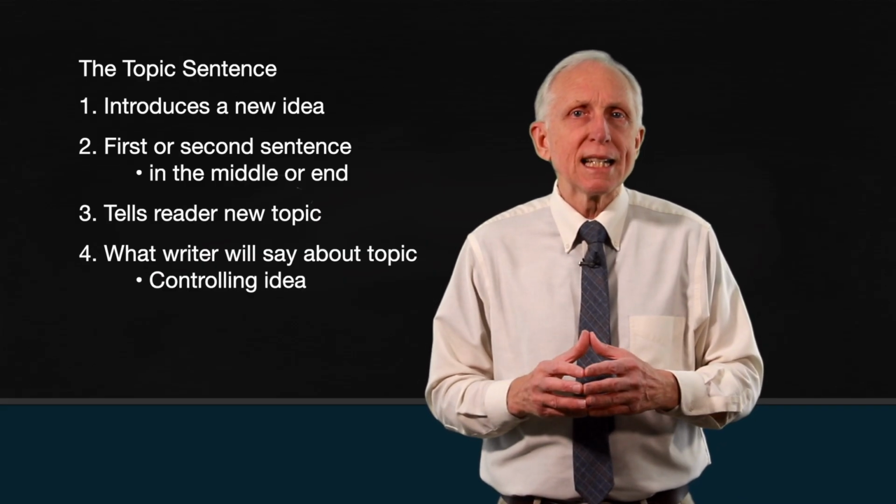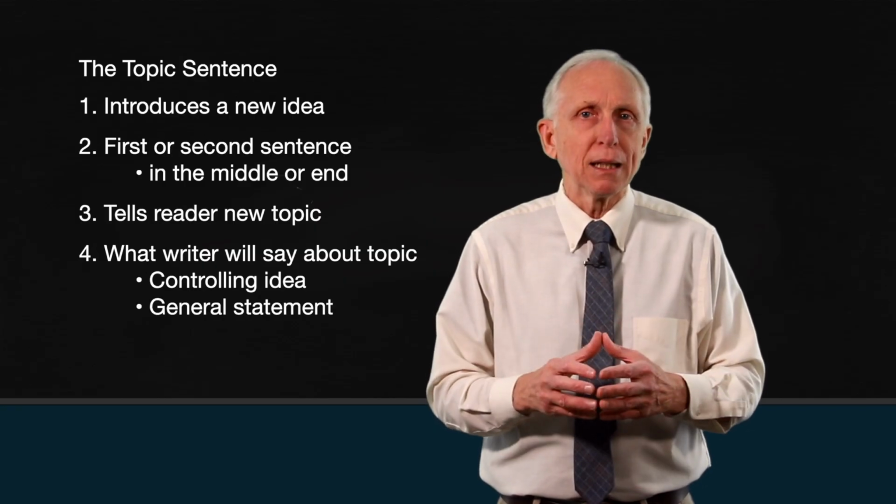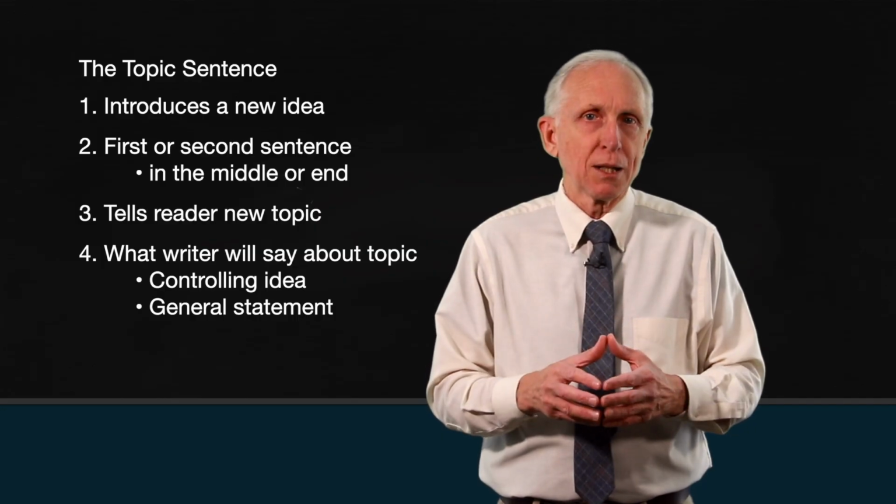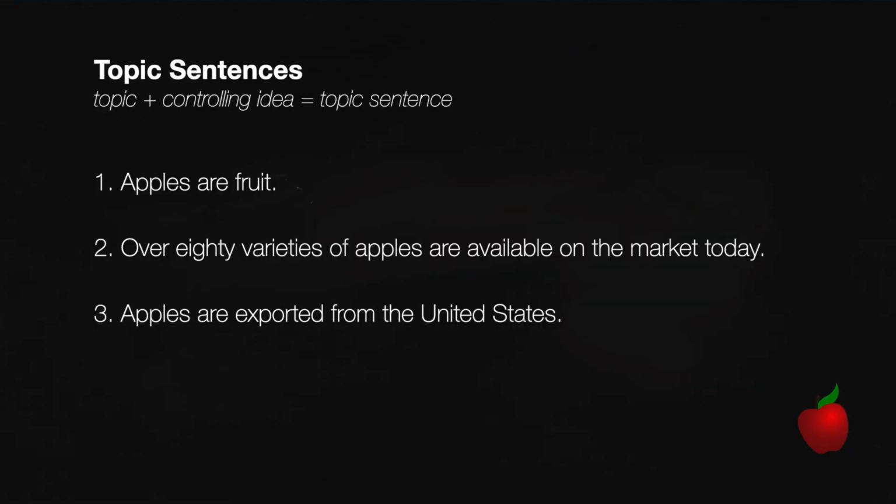Now, the controlling idea must be a general statement. It must be a general statement that can be supported and developed. If the controlling idea is too general or too detailed, it'll be difficult to support. Look at these topic sentences now. One is too general, one is too detailed, and one is a general statement that can be used as a topic sentence. See if you can tell which one is good.